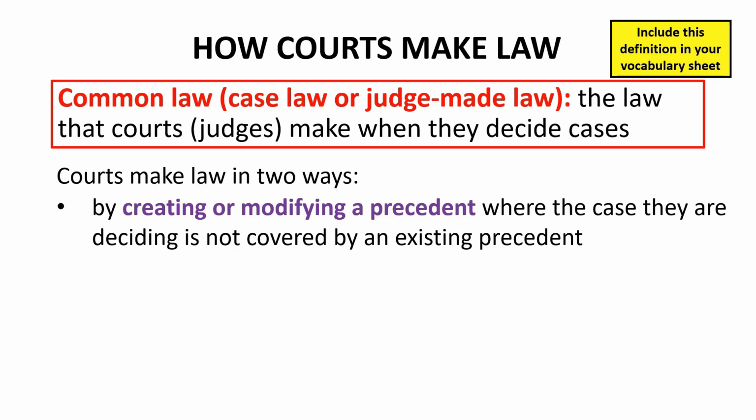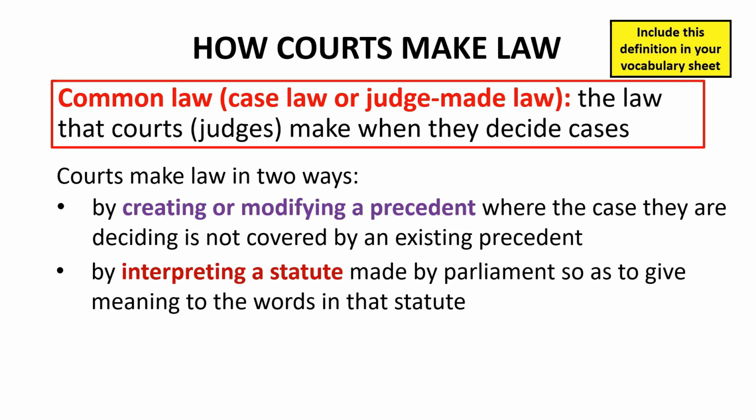The second way in which the courts make law is by interpreting a statute, that is, a law made by Parliament. A court may need to apply a statute to decide a case that they are hearing, and this may mean that a court must interpret or give meaning to words in that statute. So it's in the course of dealing with a case, that is, resolving a dispute, that a judge can make law. A judge can't simply get out of bed one day and decide to make law.